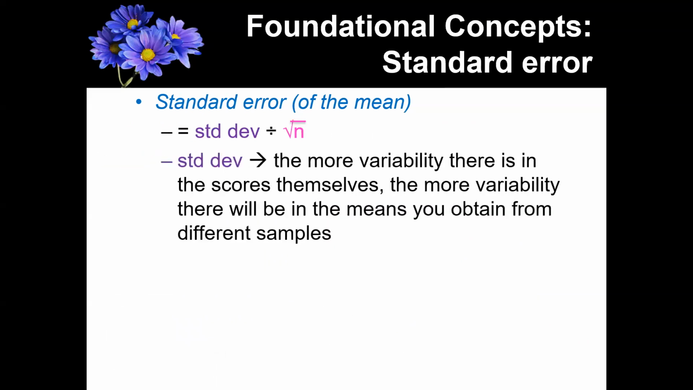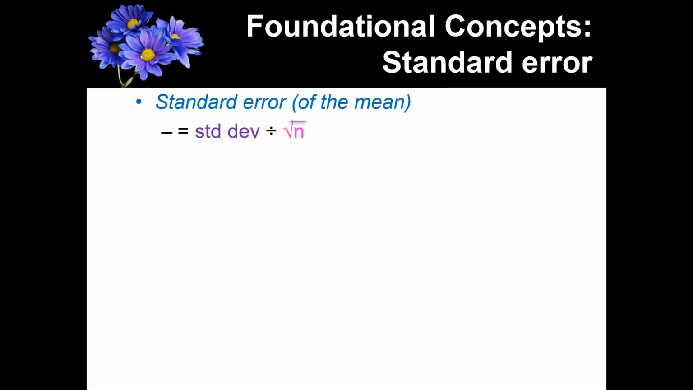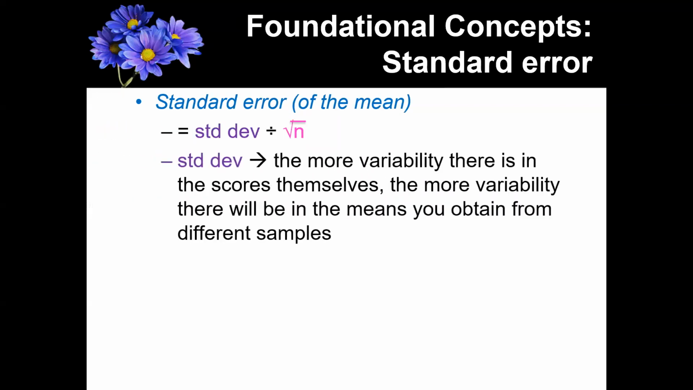So how do we get the standard error of the mean? Well, we take the standard deviation and we divide it by the square root of the sample size. So let's say the standard deviation is 3 inches, and I divide it by the square root of my sample size. That will give me the standard error of the mean.